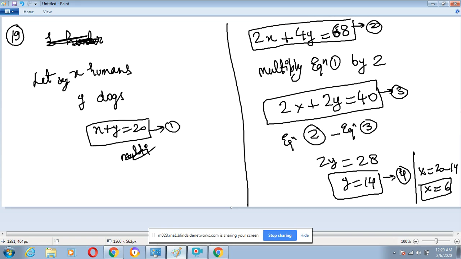How do we solve? By substitution, you can put the value of x from one equation into another, or you can equate the coefficients. So I equated the coefficient 2x. I multiply equation 1 by 2 so that it becomes 2x. What will happen when I subtract? The 2x will get cancelled, so I'll get the value of y. I can easily find it out. Understood?